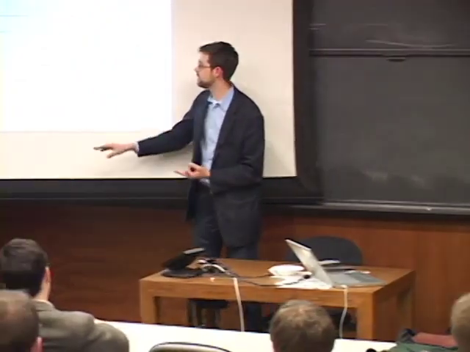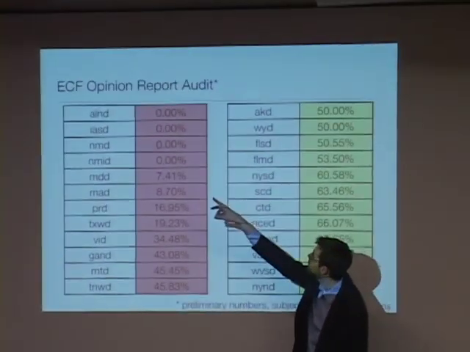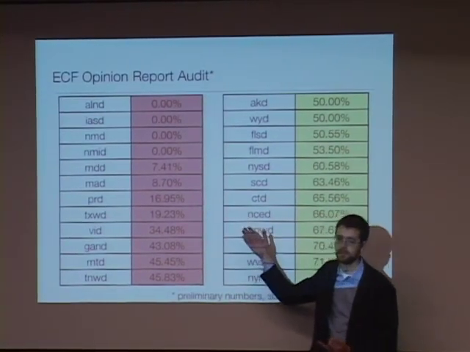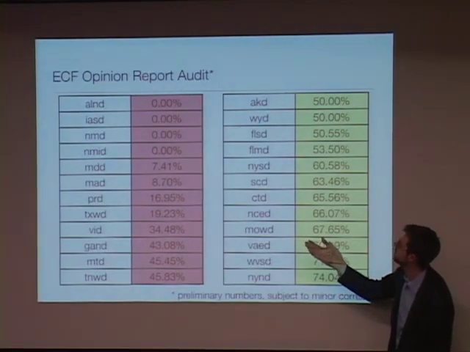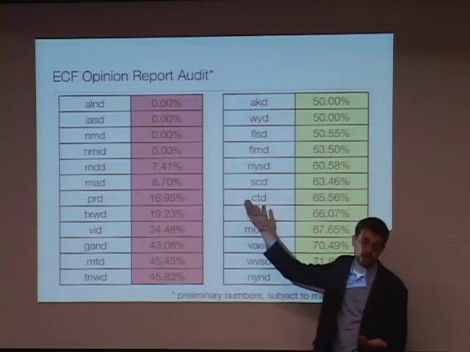The net result is here are a few sample numbers of the worst offenders. So the top would be Alabama, Northern District of Alabama, for example. None of the opinions from the whole year of 2008 were available on PACER. The same thing with Southern District of Iowa, New Mexico, Northern Mariana Islands.